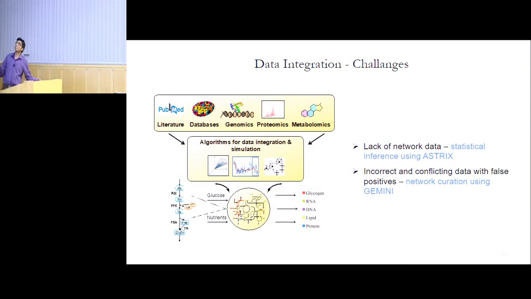So I want to talk about the next example, next challenge rather, that is what happens when you have conflicting data and how can we resolve this. So we're going to talk about a new approach called GEMINI that we developed that can help resolve inconsistencies between different data types.